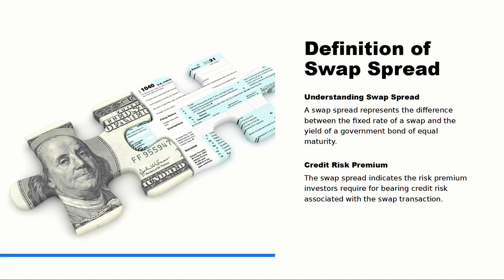Definition of swap spread. Understanding swap spread. The swap spread represents the difference between the fixed rate of a swap and the yield of a government bond of equal maturity. Credit risk premium. The swap spread indicates the risk premium investors require for bearing credit risk associated with a swap transaction.